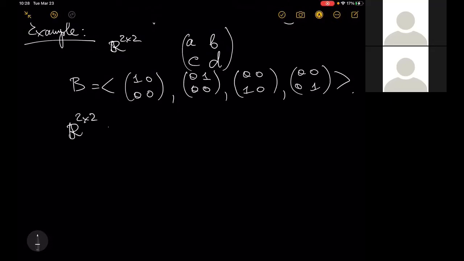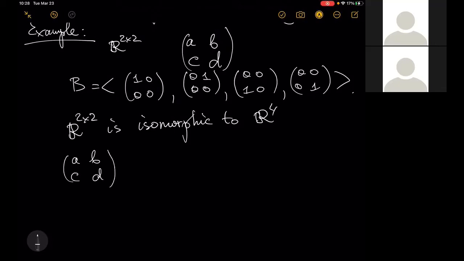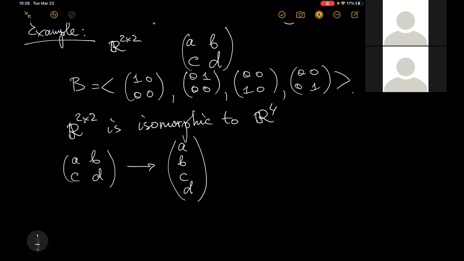So it means that R2x2 is isomorphic to R4, right? For example, I can consider the following isomorphism. Right? That's simple. Or, by the way, you can consider different isomorphism. Right? Which one?